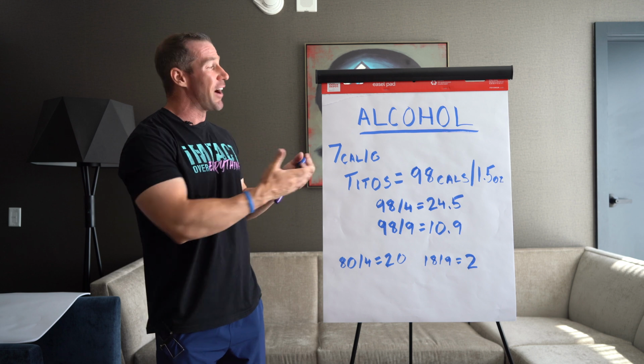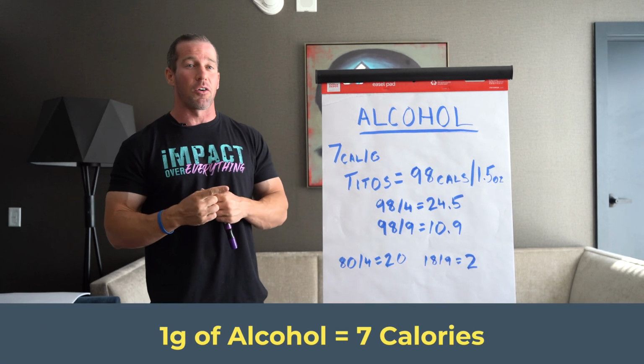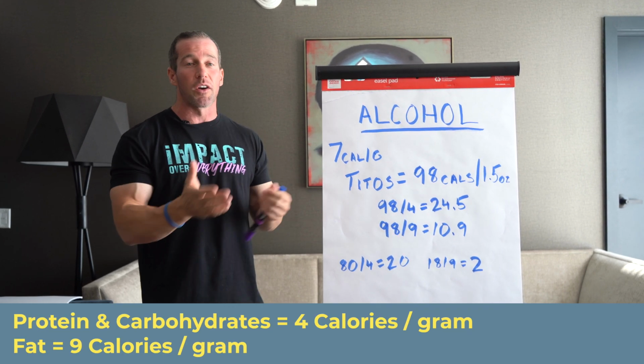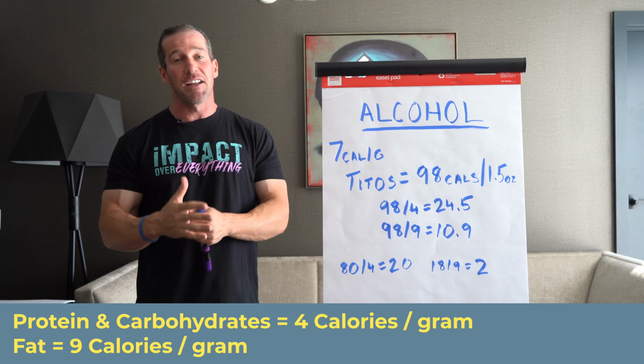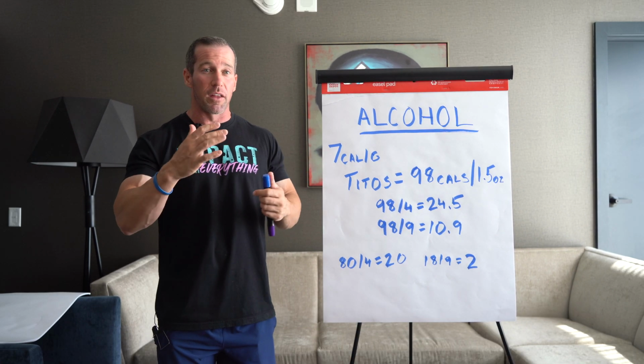So the question remains, how do we track alcohol? First thing we have to understand is 1 gram of alcohol has 7 calories. Obviously, we know protein and carbohydrates, 1 gram equals 4 calories. Fats, 1 gram equals 9 calories. We're traditionally not really working with the 7s.